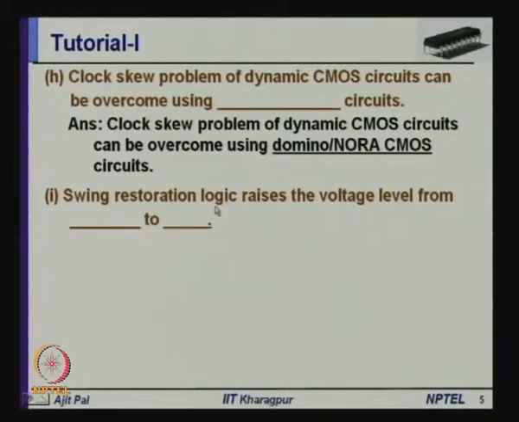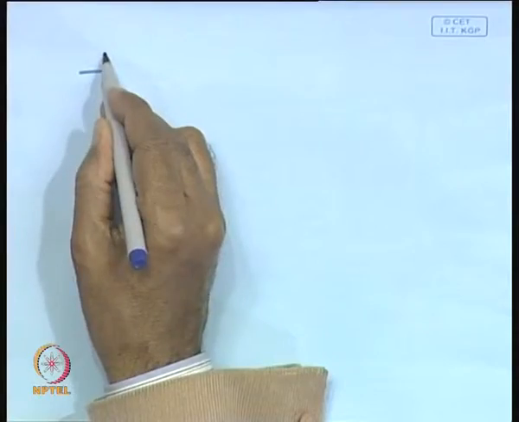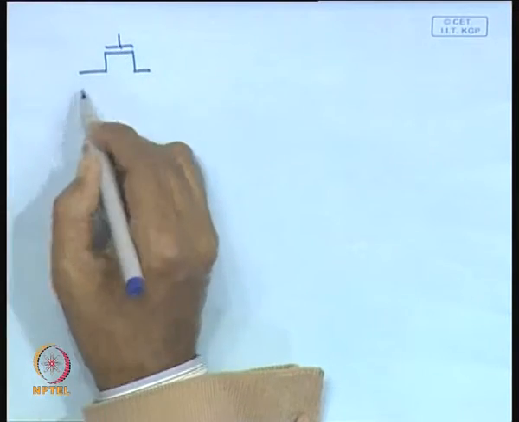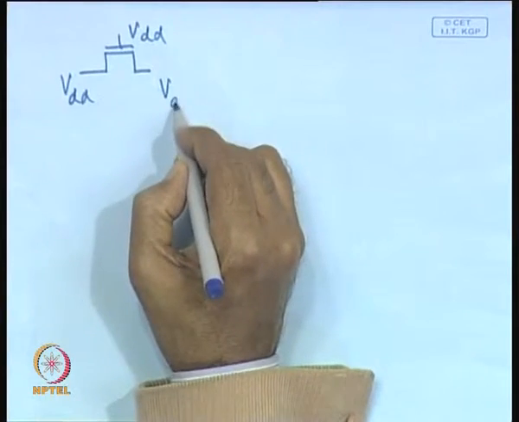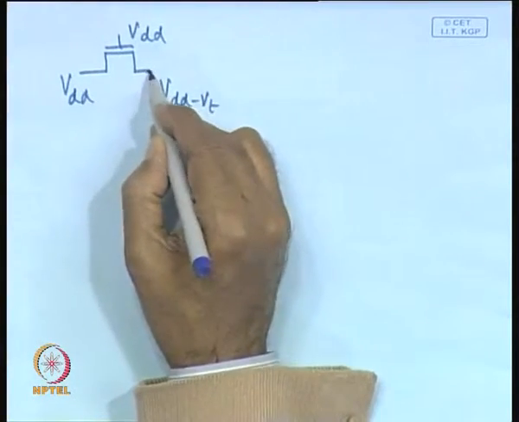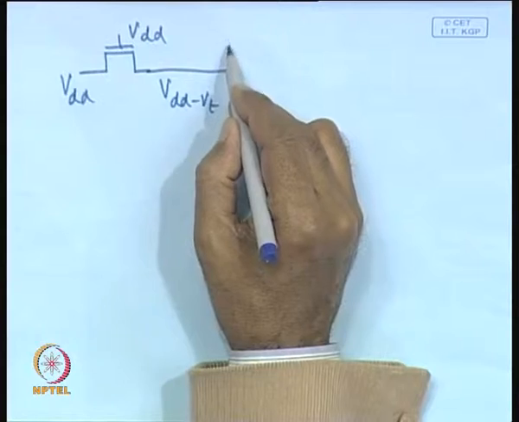Then comes the swing restoration problem. Swing restoration logic raises the voltage level from this to this. So, swing restoration logic is used in pass transistor logic circuits. As we know, whenever you want to pass a 1 through a pass transistor, say VDD is input, here you have applied VDD and you will get here VDD minus VT, and here you normally put a swing restoration logic.